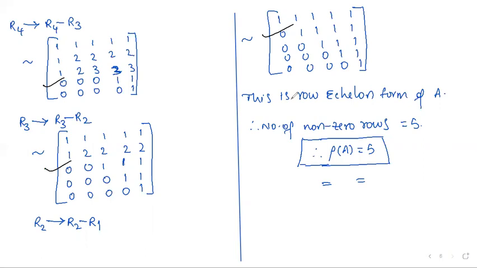Here we observe that all the rows are non-zero rows. Therefore, the number of non-zero rows is equal to 5. Therefore, rank of A is equal to 5. So this is the way we have to solve any problem by using the given options.